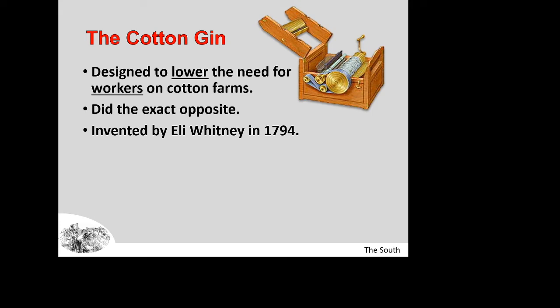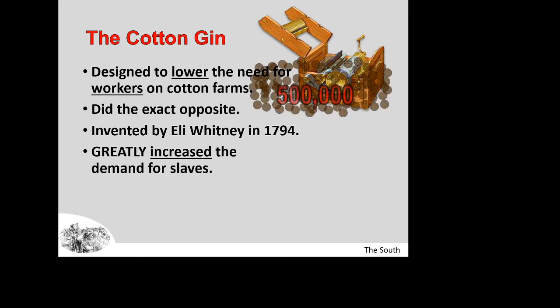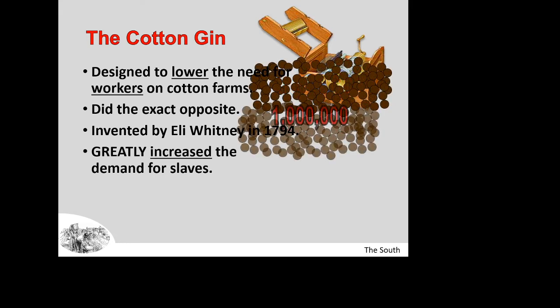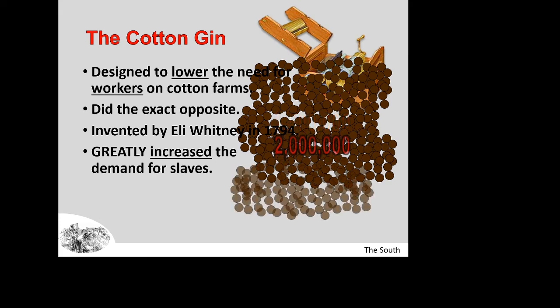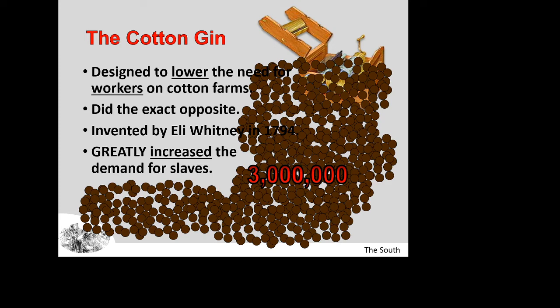So the cotton gin was invented by this man named Eli Whitney in 1794. In 1794, we had about 500,000 slaves. This greatly increased the demand, and it just kept going up and up and up until around the time we're talking about, we had 3 million slaves in the South.